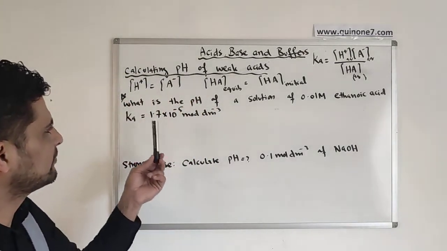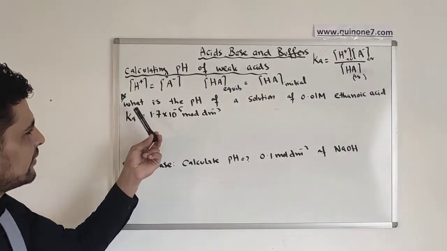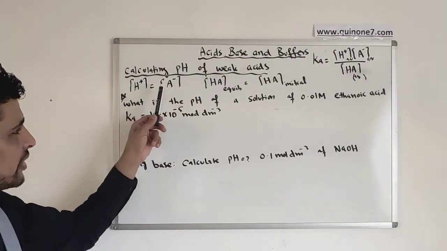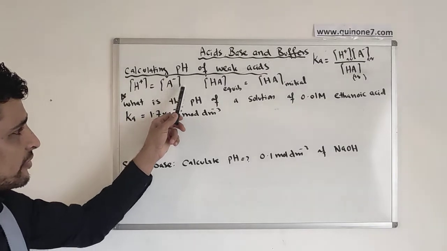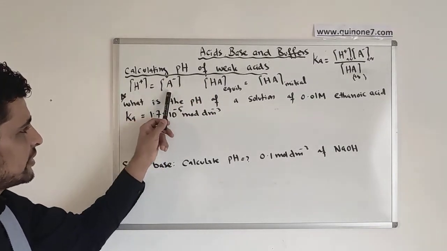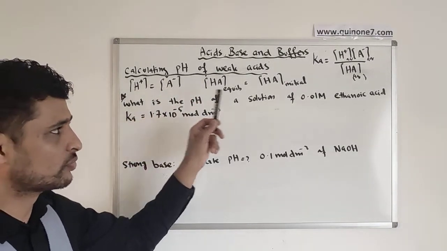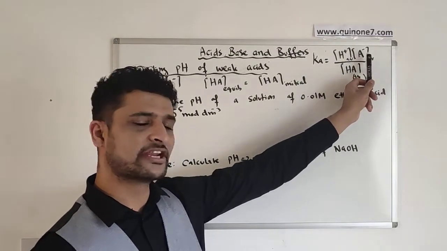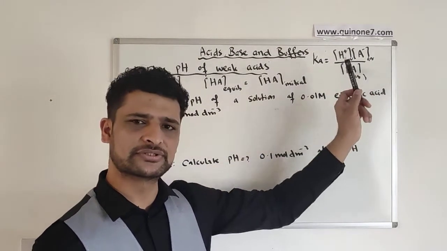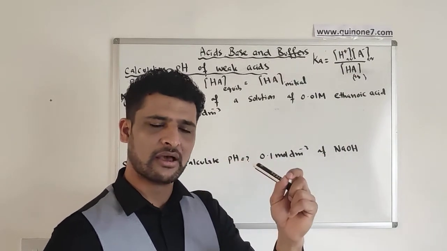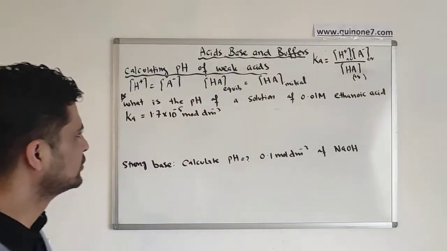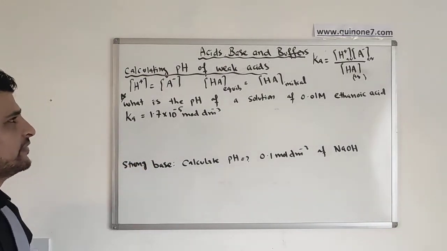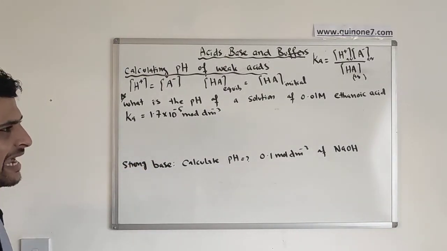Now, in this example, we will look at weak acids. The H positive ion and the negative part of the acid will have the same concentration. Whatever you produce in terms of H positive ion and the negative part of the acid, they both have the same concentration because they dissociate in the same amount, so the same moles will be produced. Now let's take an example of a weak acid, which is ethanoic acid.